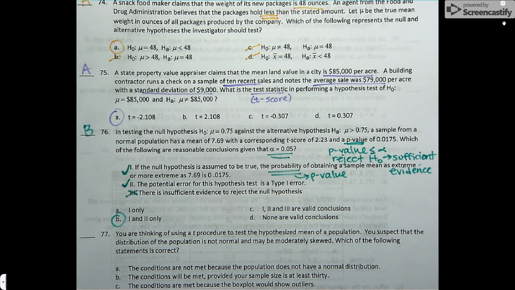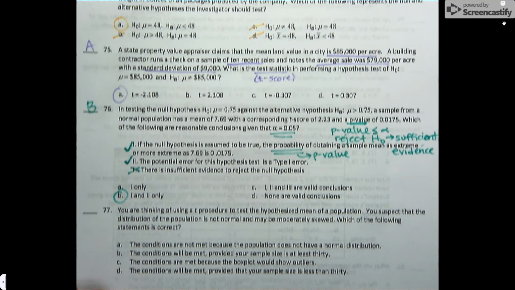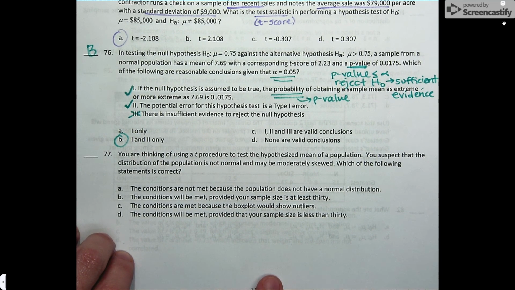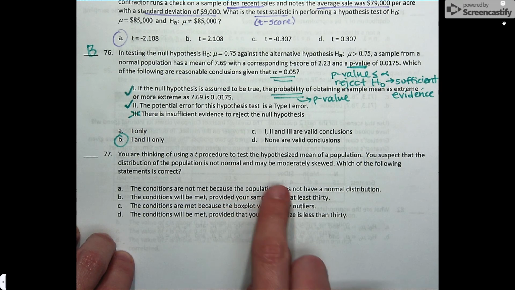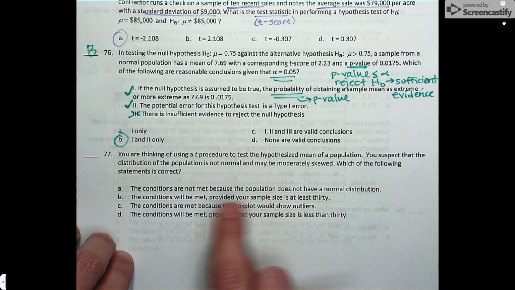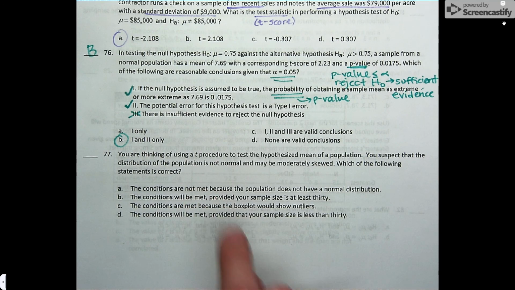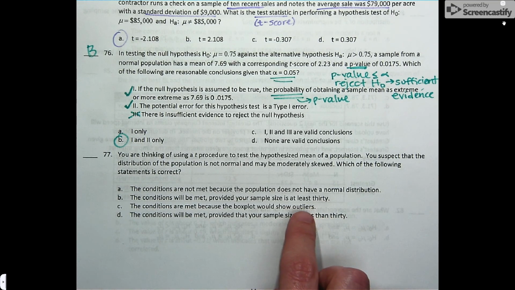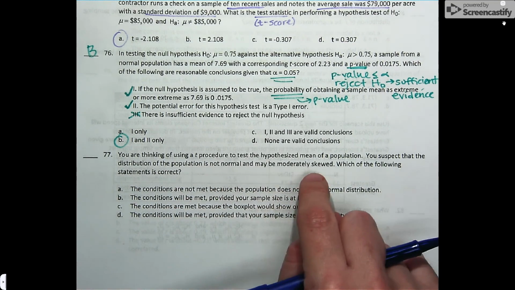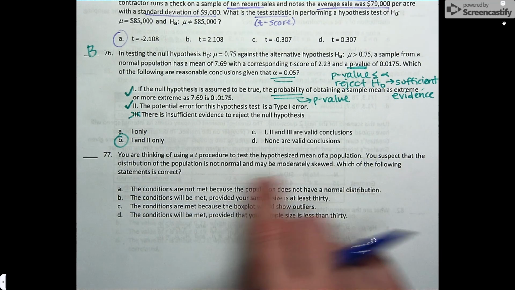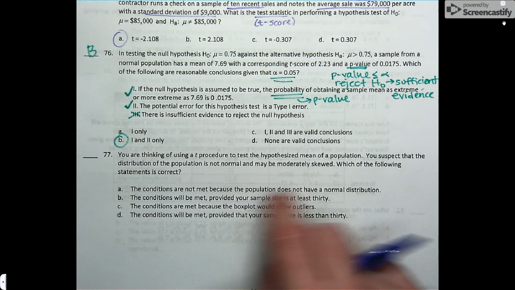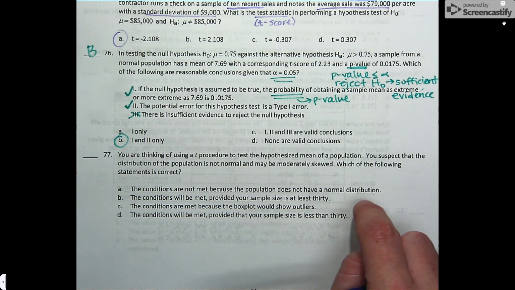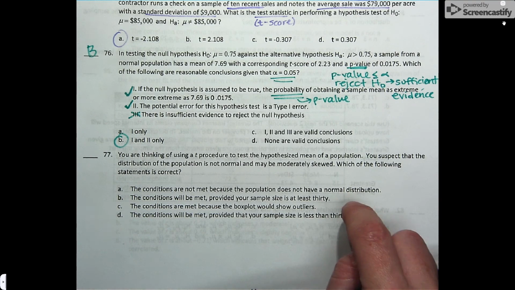All right, 77. You are thinking of using a t procedure to test the hypothesized mean of a population. You suspect that the distribution of the population is not normal and may be moderately skewed. Which of the following statements is correct? The conditions are not met because the population does not have a normal distribution. Let's see. We are doing a test procedure for a hypothesized mean of a population. We don't really have enough evidence to say that it's not approximately normal. There's nothing that gives that away.